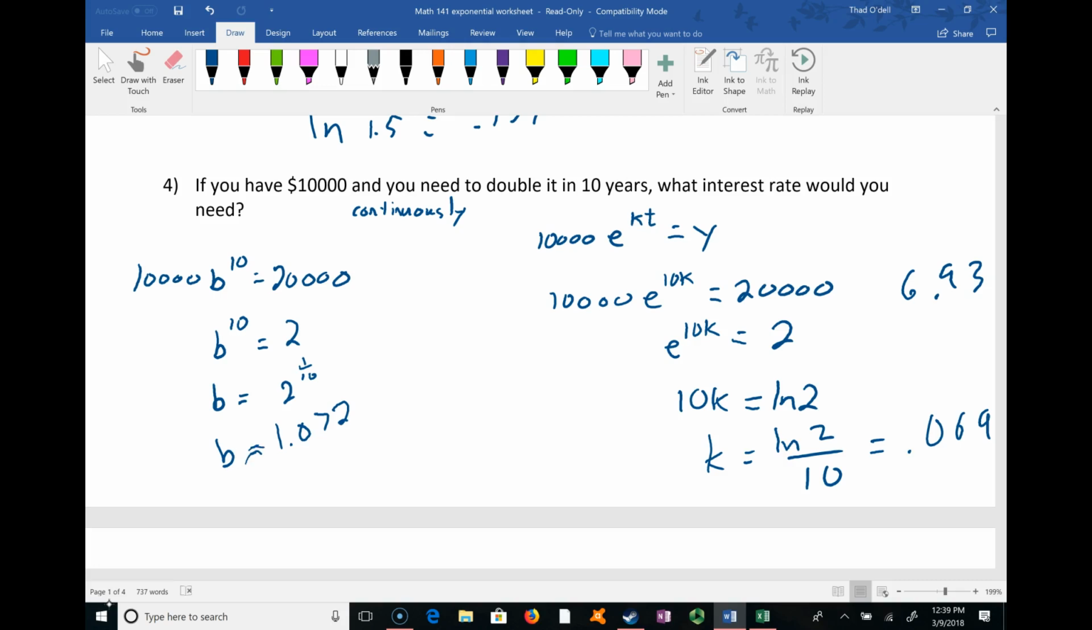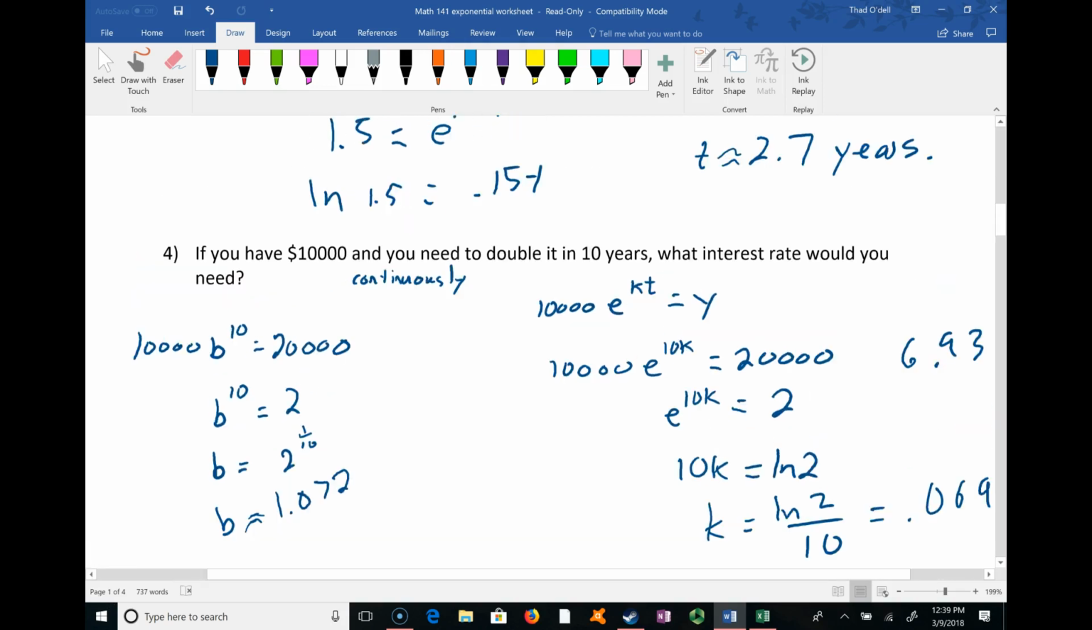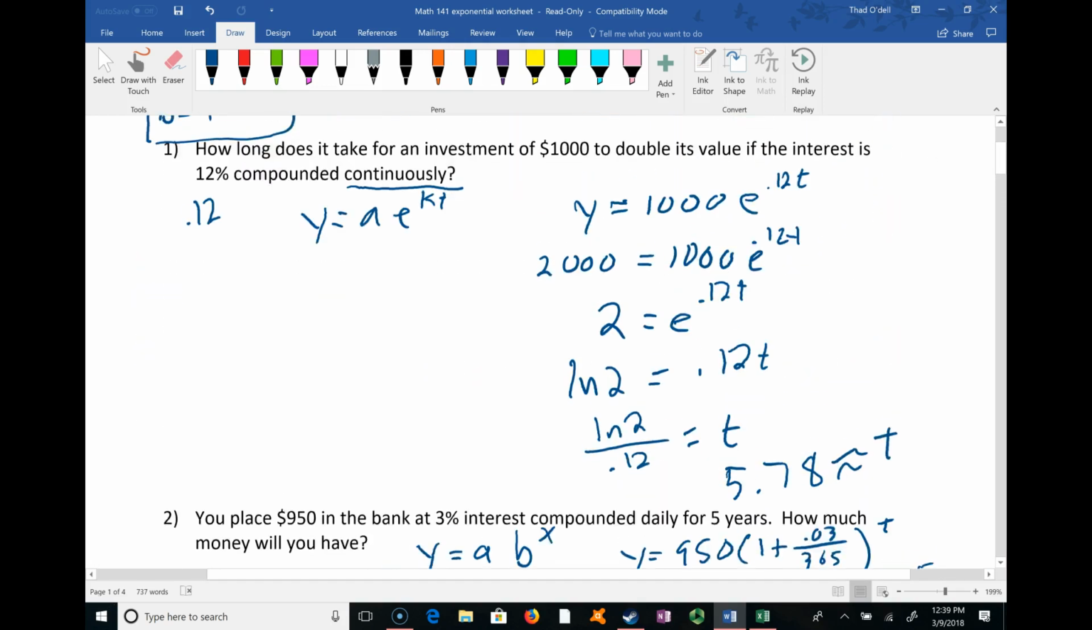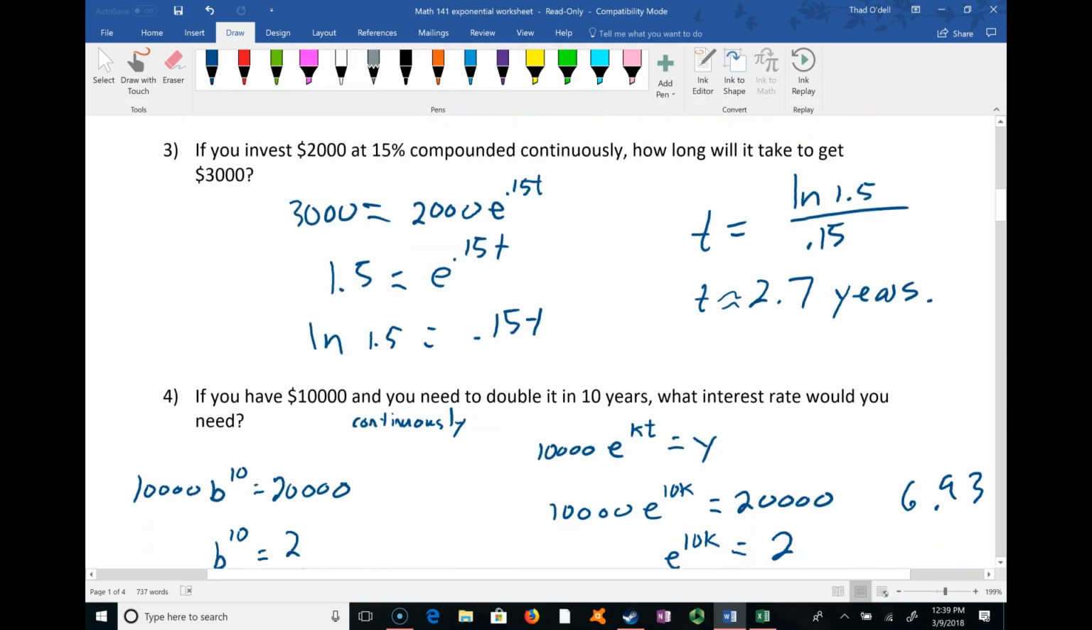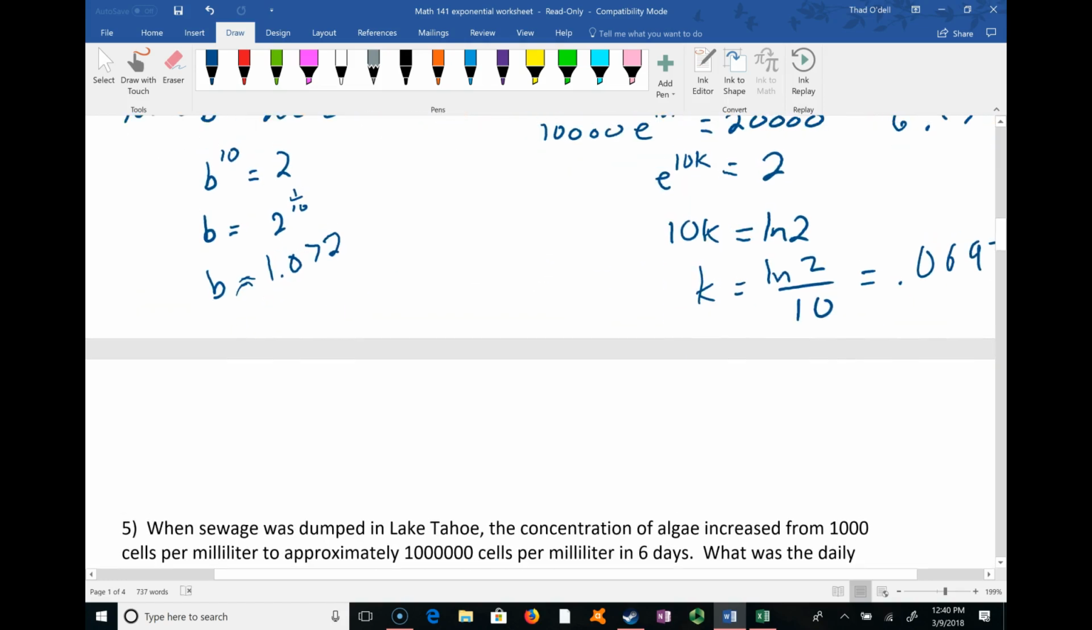So now remember though, if we're looking for interest rate, that's not what b is. B is the growth factor, the thing I multiply by over and over again to get it to grow. So we again go back and remind ourselves of this little thing. B is equal to 1 plus r. So I have b right now, I want r. So that means I just need to subtract that 1. So right here, that means that r would be 0.072, or otherwise known as 7.2%.